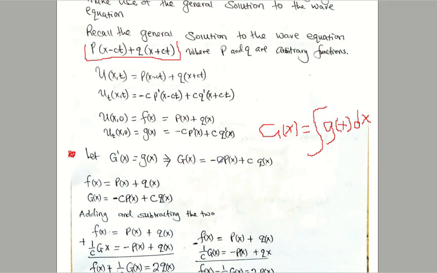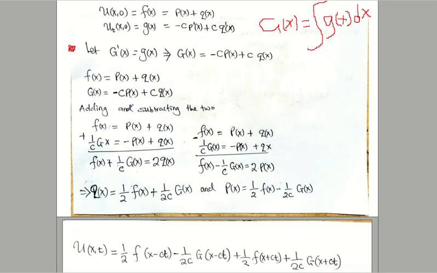Now capital G of x means we are integrating small g of x, which means that instead of minus c p prime of x, we are having minus c p of x plus c q of x. Now we have f(x) to be p(x) plus q(x), and capital G(x) to be minus c p(x) plus c q(x). Now we can add both and also subtract both to obtain equations that we are going to use as we continue with our derivation downstream.